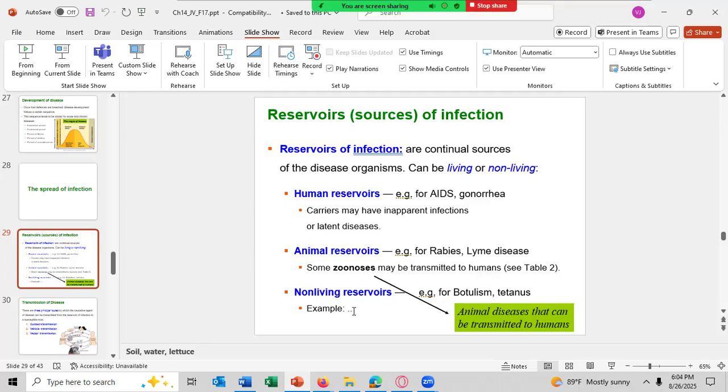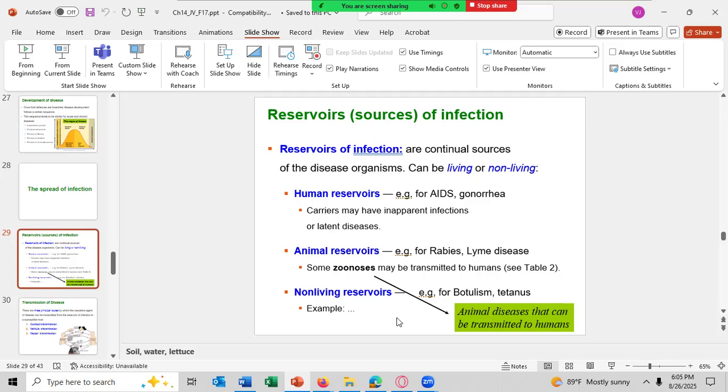There are also non-living reservoirs, for example, botulism and tetanus. These two human diseases come from non-living reservoirs. Botulism, like eating canned food that has the botulism endospores in it, or tetanus, usually from a puncture wound, getting the tetanus endospores deep inside you. Tetanus needs to be a fairly deep wound because it is anaerobic. And so if it would be on the skin, for example, the air would kill the tetanus.